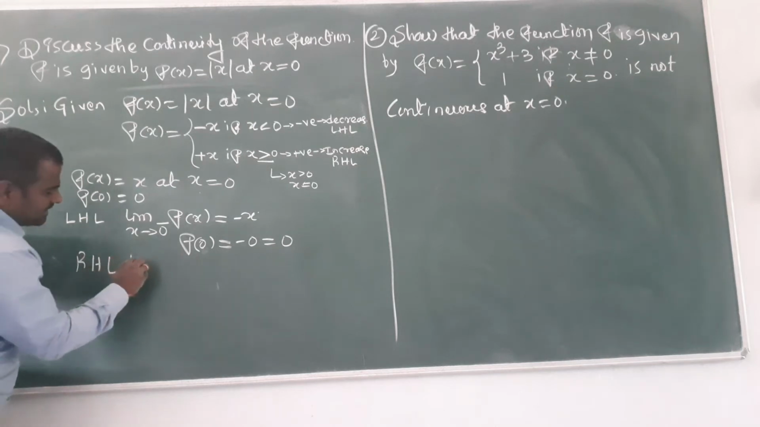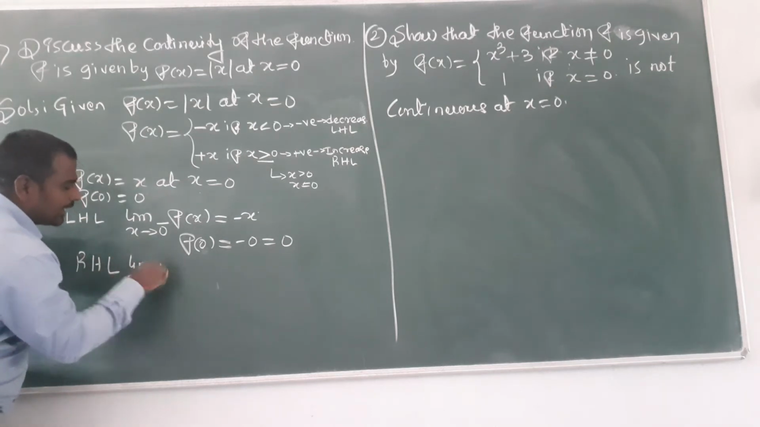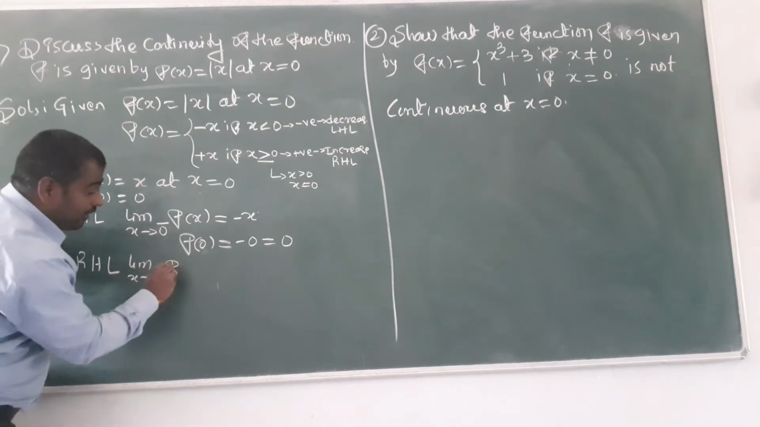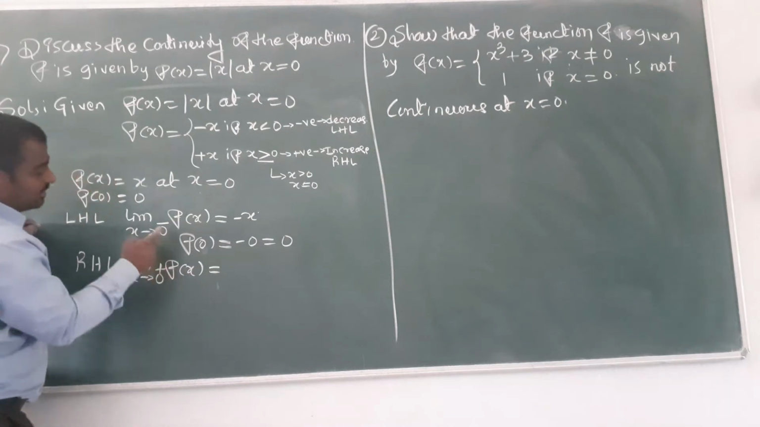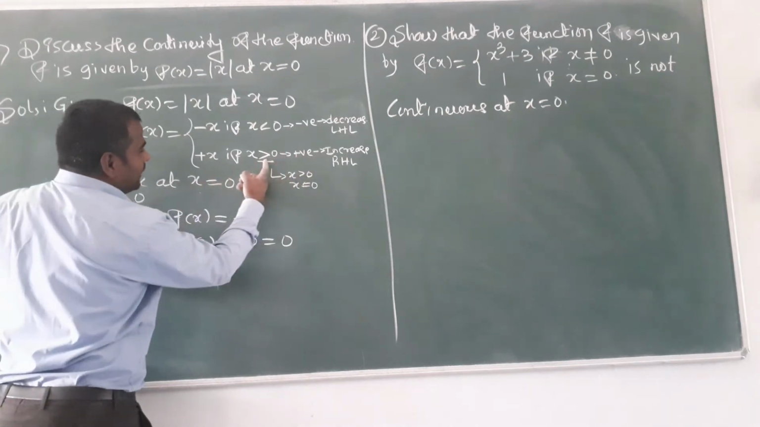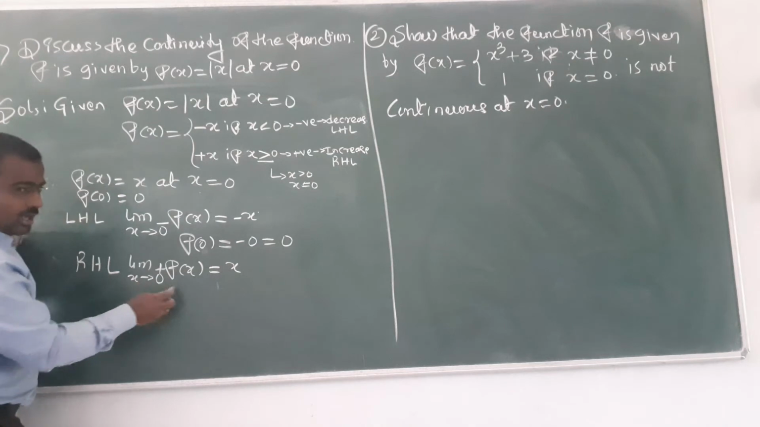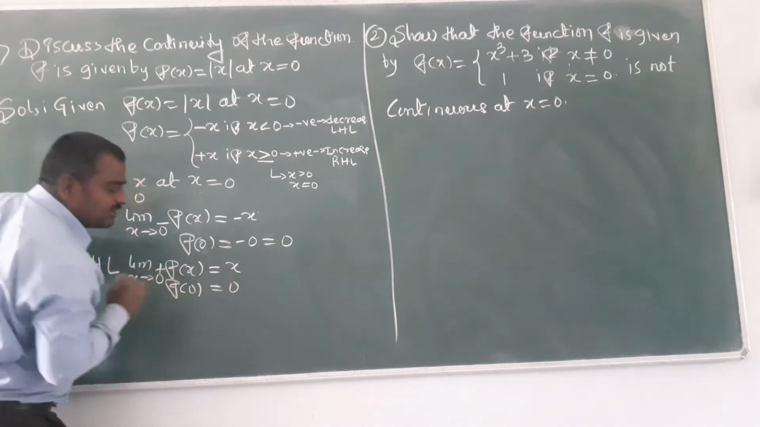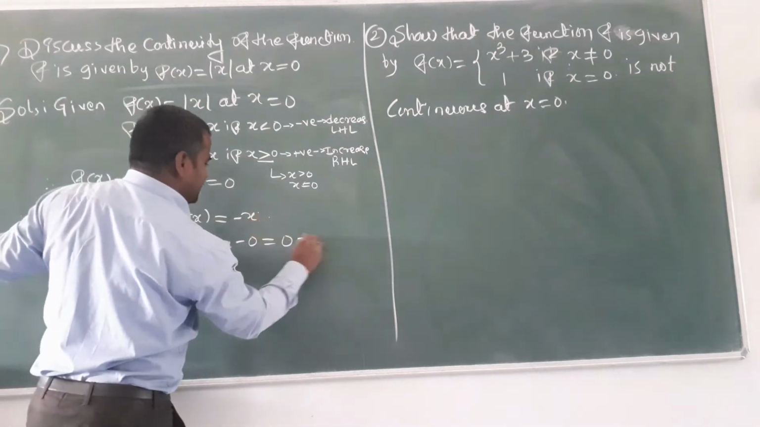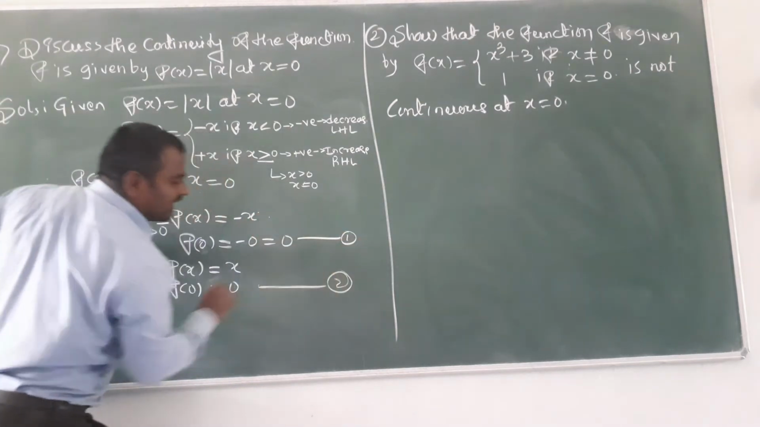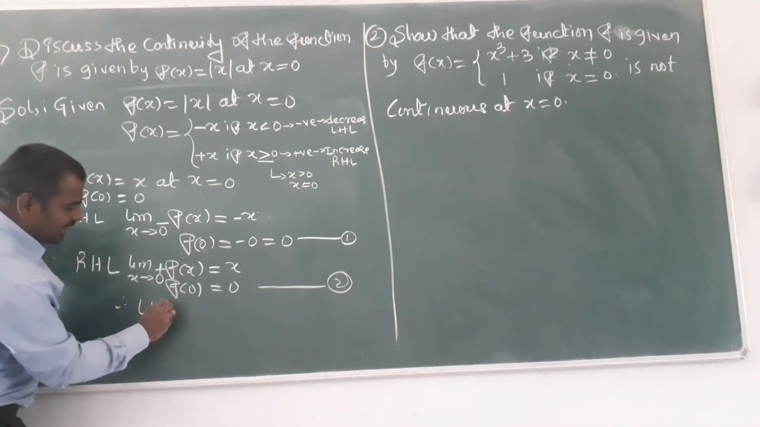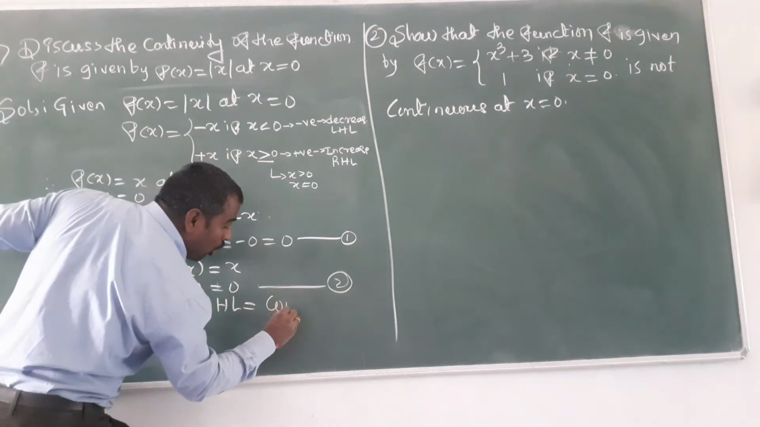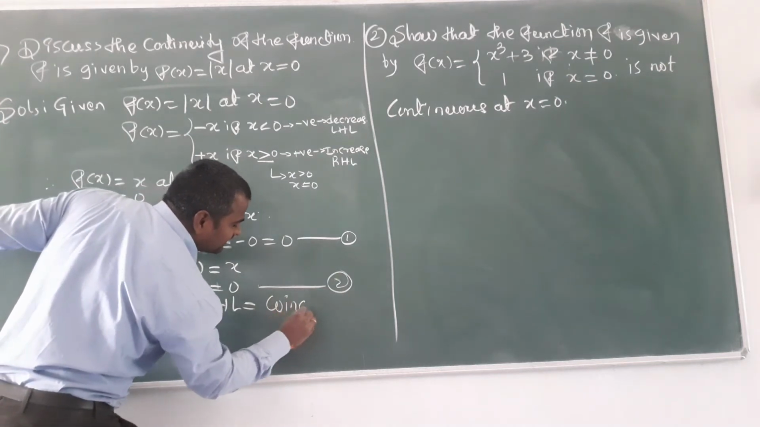RHL. Limit x tends to 0 from the right, plus means positive, right hand side. So f of x: where is the function? The positive function is there, here x. Substitute or apply the limit in this function. F of 0 means 0. Look at LHL and RHL. Hence, LHL and RHL both coincide.